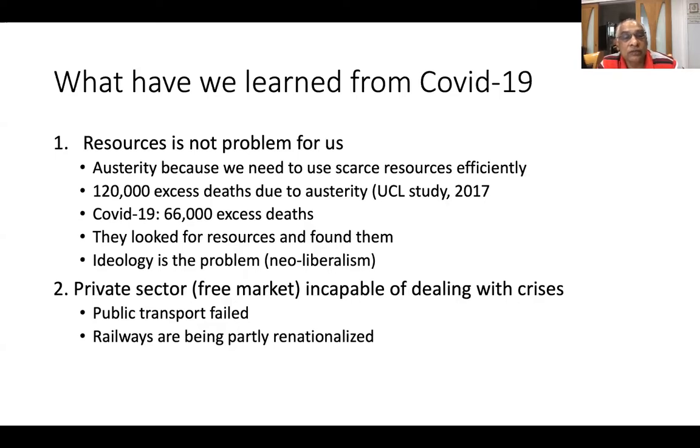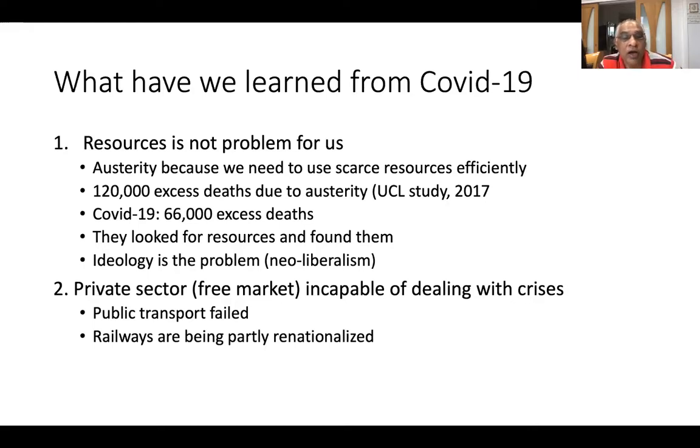Austerity, because we need to use scarce resources efficiently. These austerity measures, according to a study undertaken by UCL, have led to 120,000 excess deaths. And COVID-19 is supposed to have led to 60,000 excess deaths. So this created a fear, and they looked for resources and they found them. So resources are not a problem. That is what we have learned.